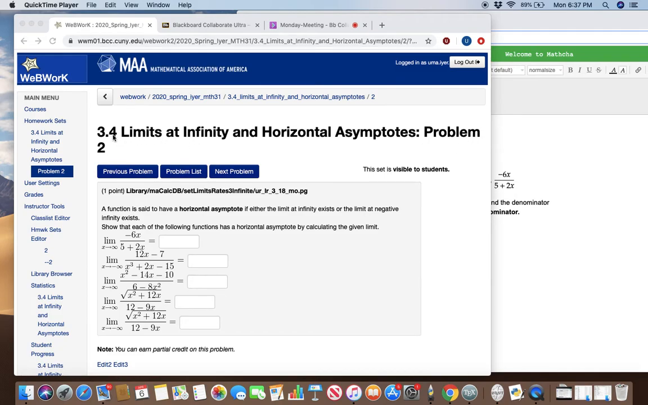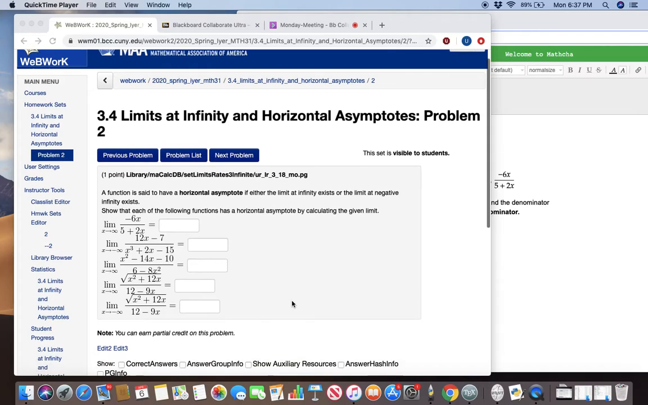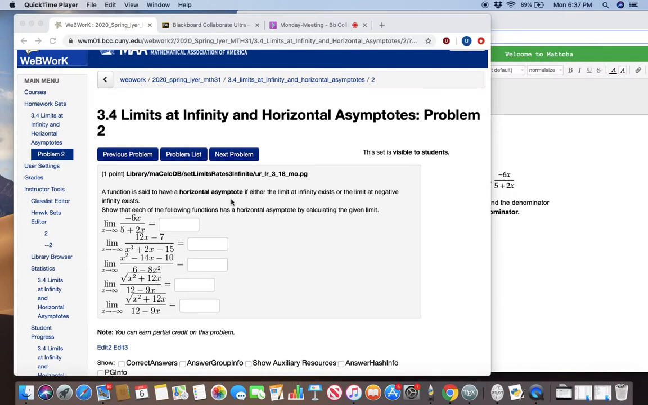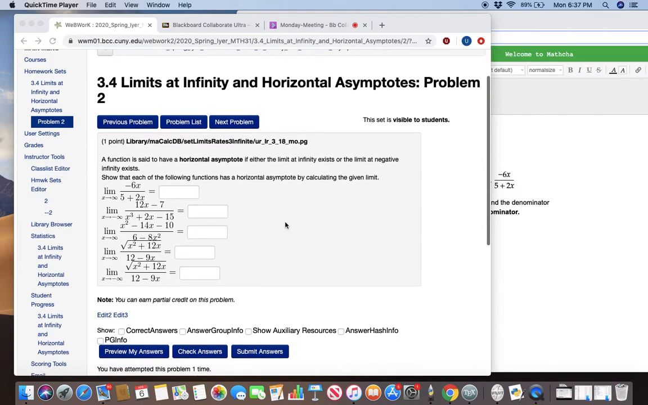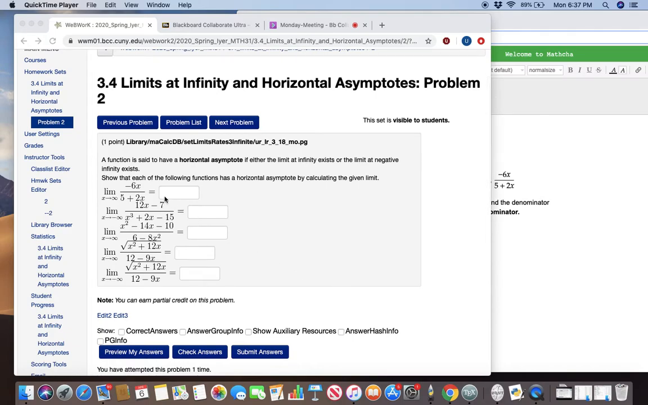Problem 2, section 3-4. I have 5 different limits at infinity that we need to compute. We want to look for horizontal asymptotes. Horizontal asymptotes means the limit at infinity exists or the limit at negative infinity exists. What does that mean? Either the positive infinity limit or the negative infinity limit should give you some real number. That will fetch you horizontal asymptotes. So let's go through one example at a time.